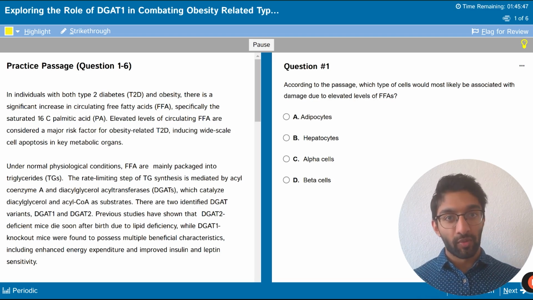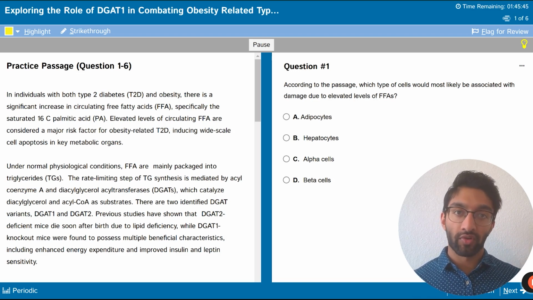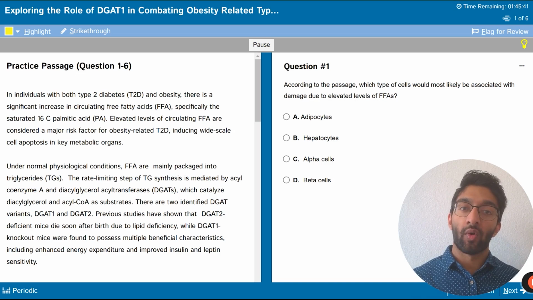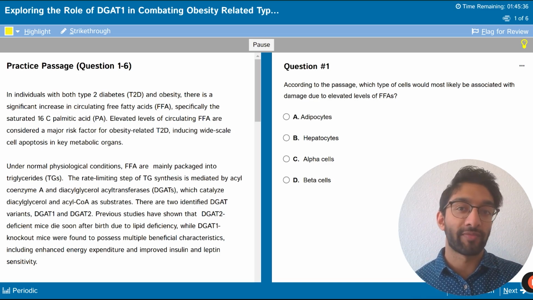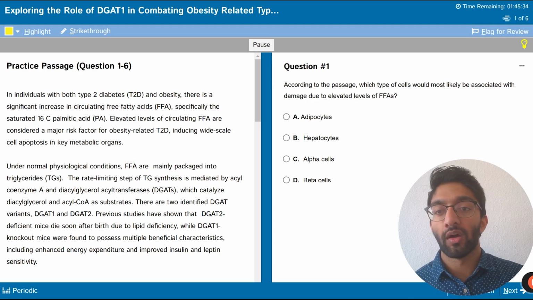So for this purpose, I'm going to try to focus on those words and phrases that I think are the most important, and later will also help us better understand the passage and the questions in general. Okay, so let's start with the first paragraph. So we notice that individuals have type 2 diabetes.